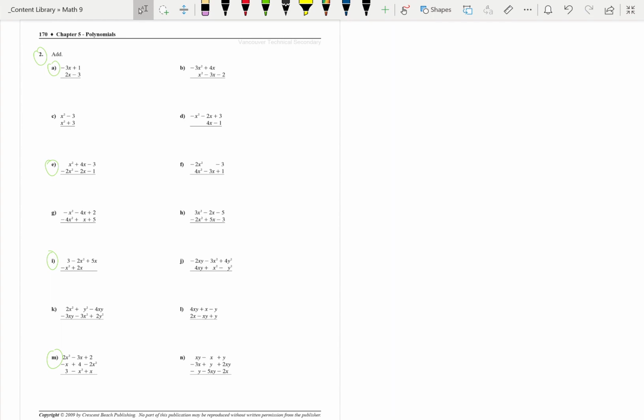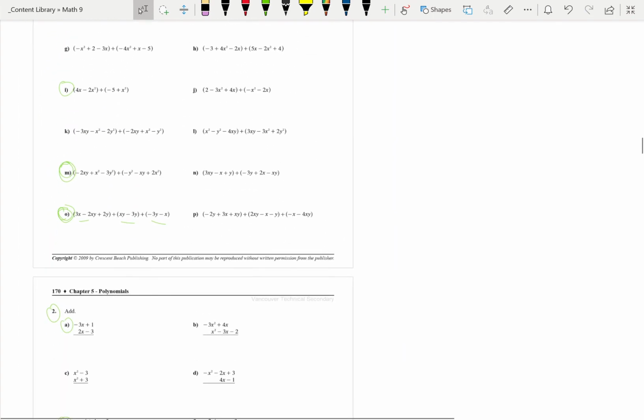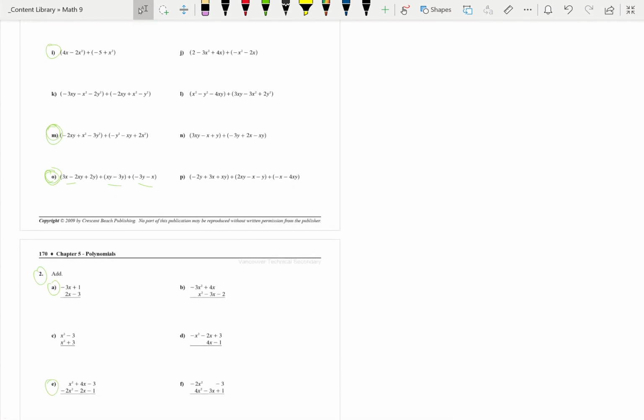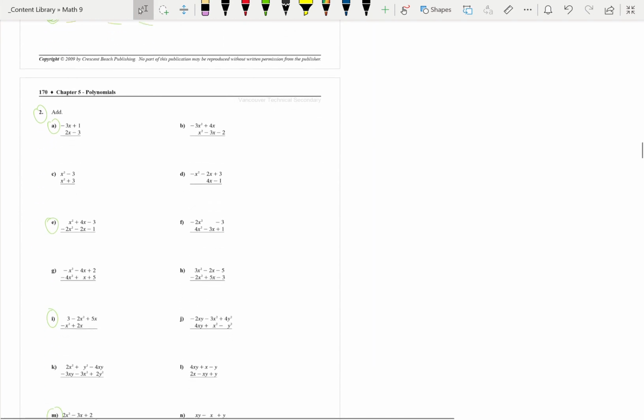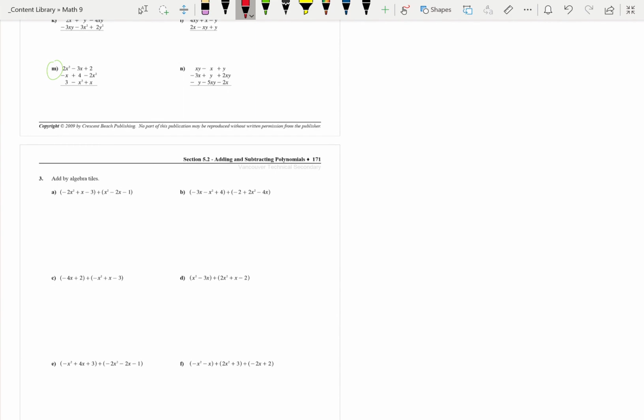One of the things I want you to notice is that practice adding horizontally and then practice adding vertically. You'll find one that you prefer to use, but it takes some time to figure that out. So practice with both, see which one works best for you. That's the whole purpose of this practice here. 3, we are skipping, do not touch it, it's algebra tiles.